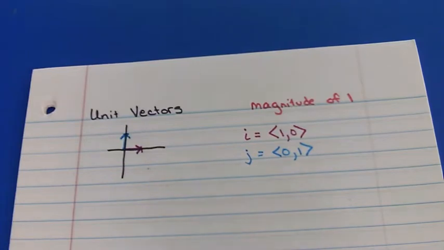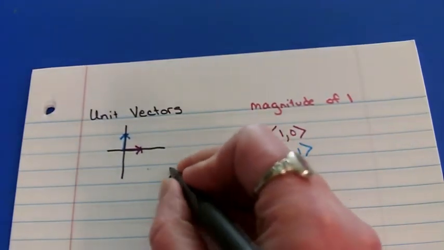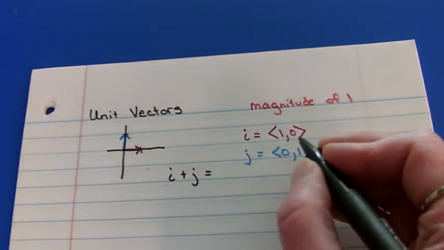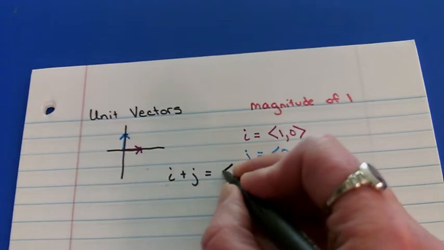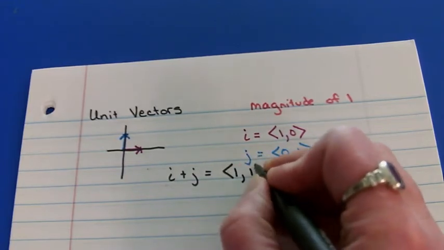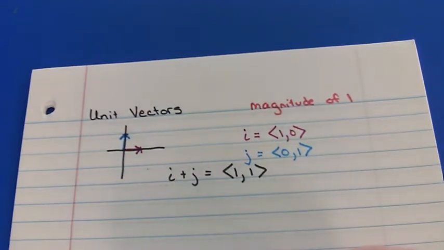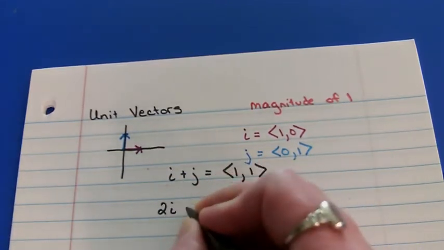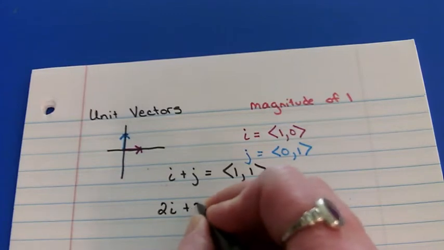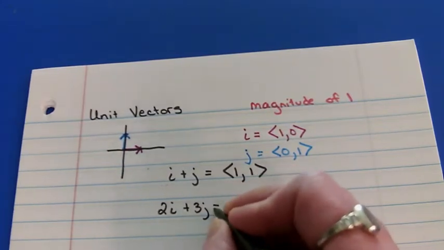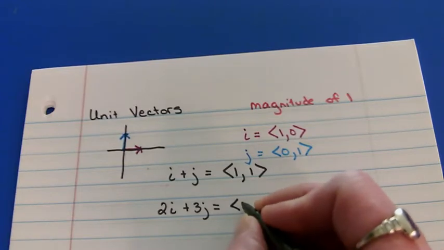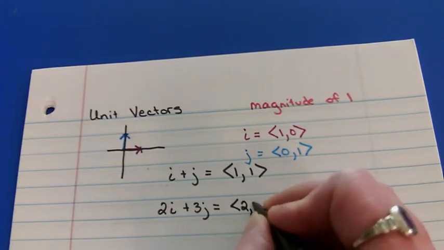Now I want you to think about something. If I took i plus j, what would I get? I'd get the vector 1, 1. What if I took 2 i's plus 3 j's? I would get the vector 2, 3.